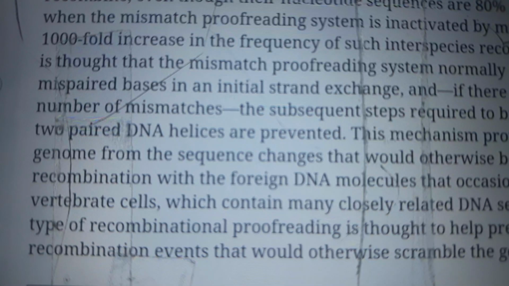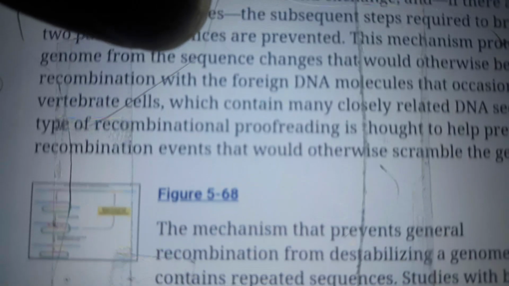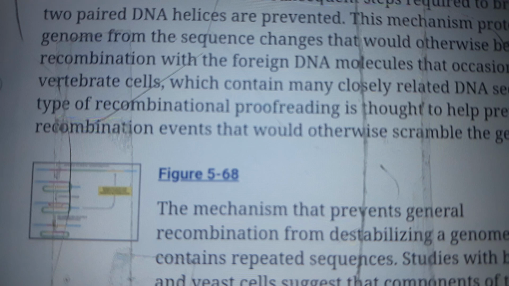It has long been known, for example, that homologous genes in two closely related bacteria, E. coli and Salmonella typhimurium, generally will not recombine even though their nucleotide sequences are 80% identical. However, when the mismatch proofreading system is inactivated by mutation, there is a 100-fold increase in the frequency of such interspecies recombination events. It is thought that the mismatch proofreading system normally recognizes the mispaired bases in an initial strand exchange, and if there are a significant number of mismatches, the subsequent steps required to break and rejoin the two paired DNA helices are prevented.